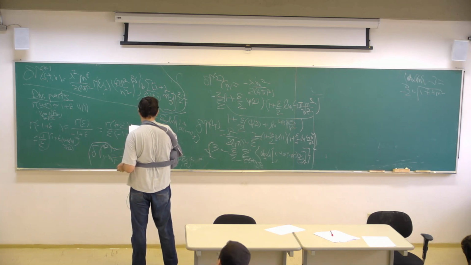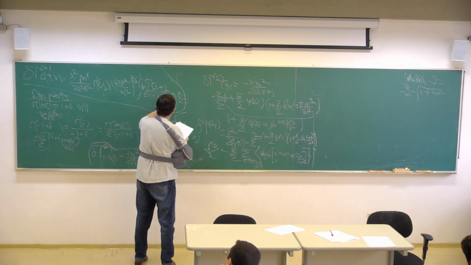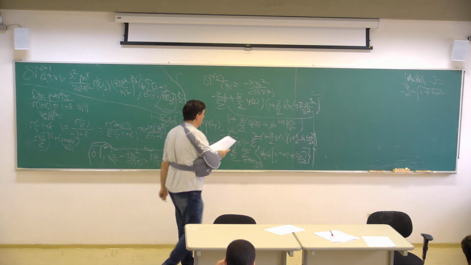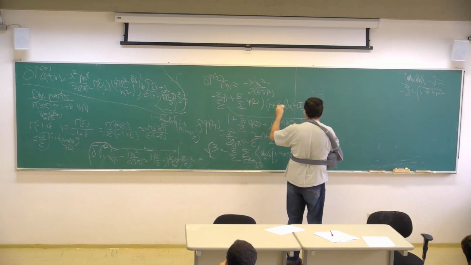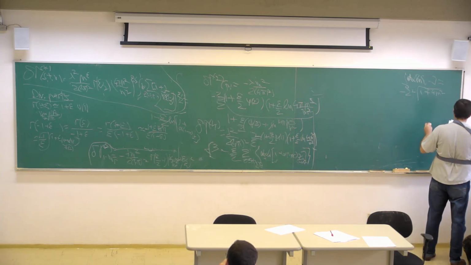Where did I lose it? Oh yeah, it was just here. Yeah, and everywhere else it should have been z over m squared. So m squared over z.